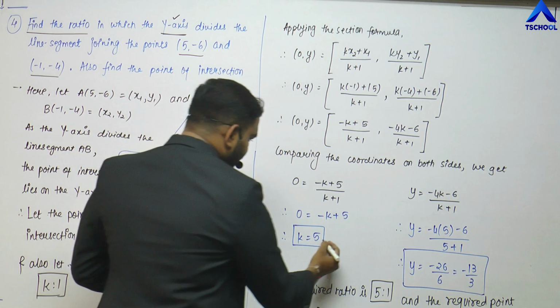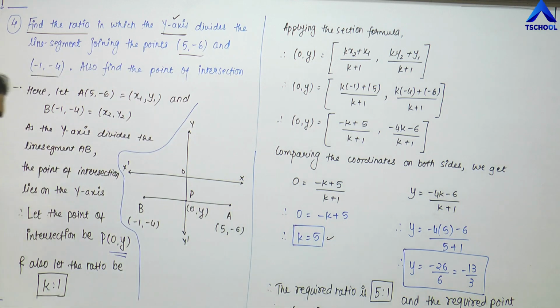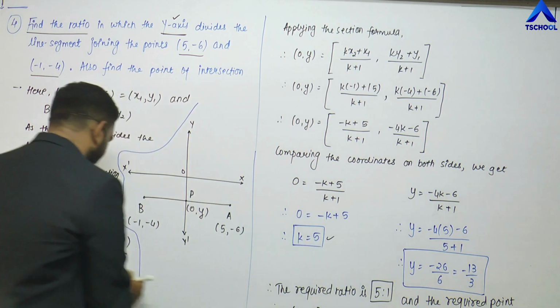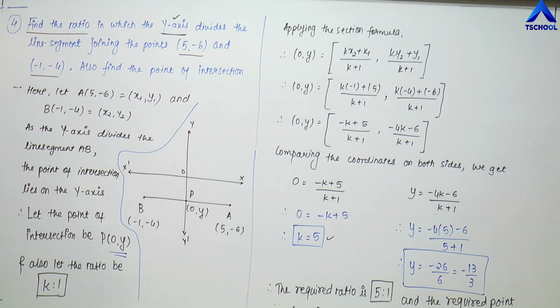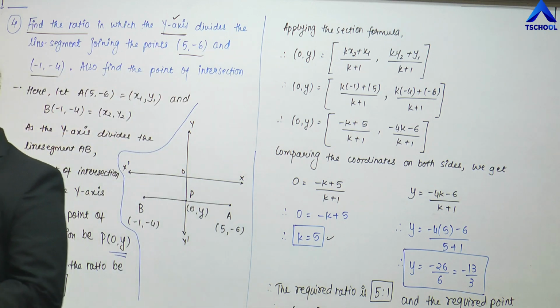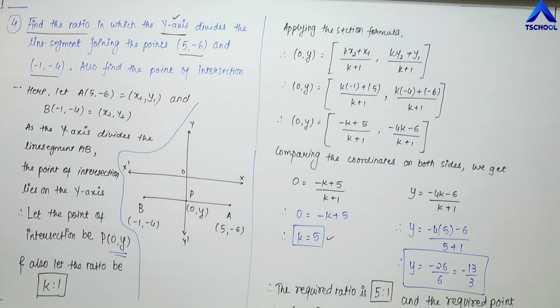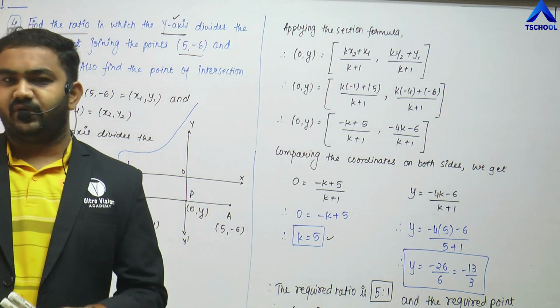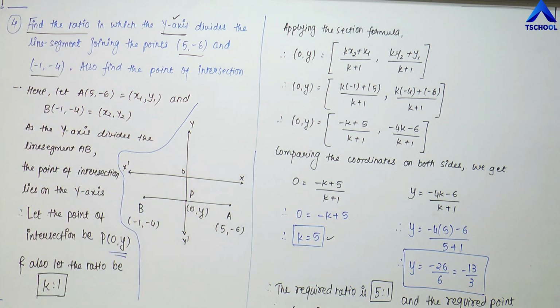You simply need to replace the values. In place of k we replace 5 here, so we get the ratio 5 is to 1, and in place of y we replace minus 13 by 3 here, so we get the point 0 comma minus 13 by 3. So our point of intersection is 0 comma minus 13 by 3, which is on the y axis, and dividing it in the ratio 5:1, right? So this is how you can find out the ratio and the coordinates of the point at the same time. Okay.